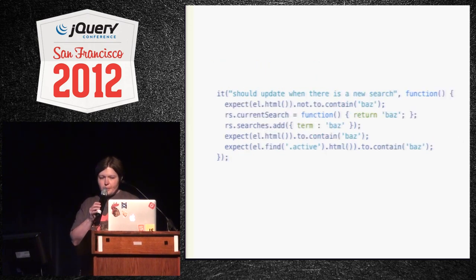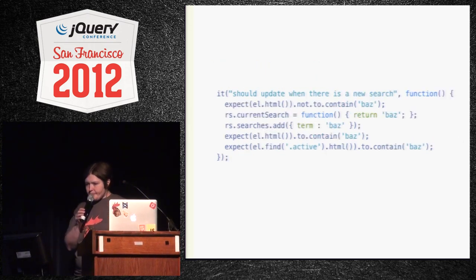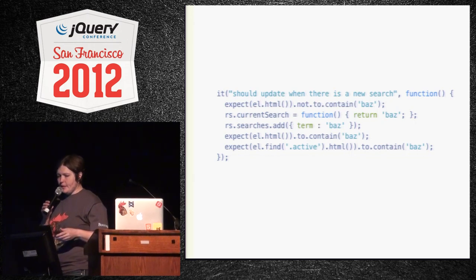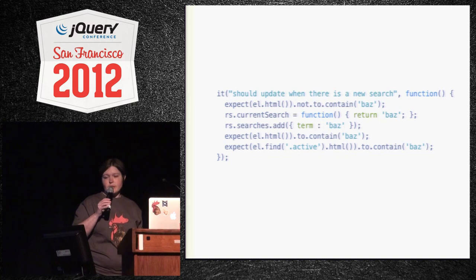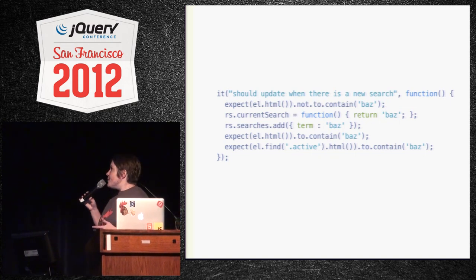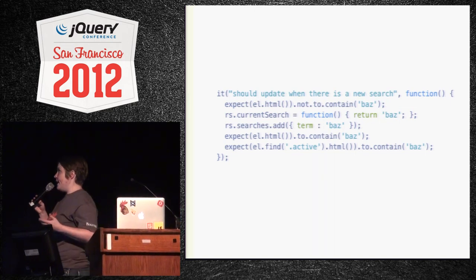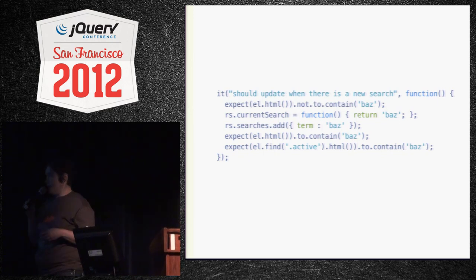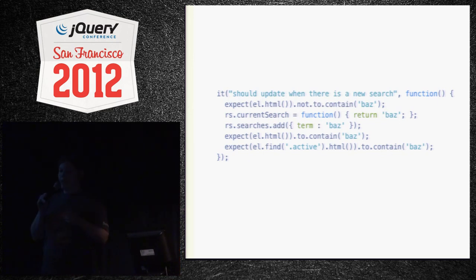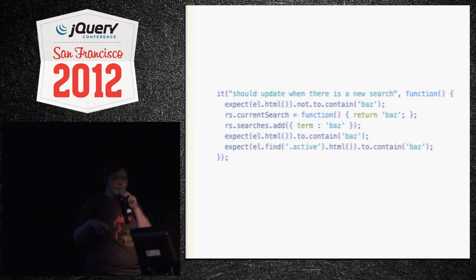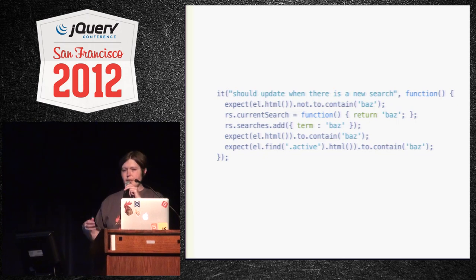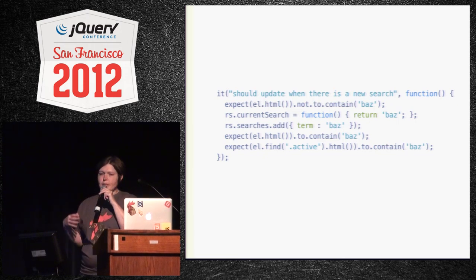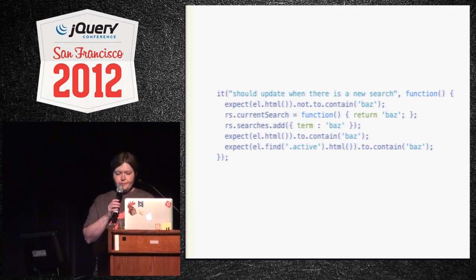Likewise, we can test that when there's a new search, the recent searches area gets updated as it should. We can write really simple little five-line tests like, okay, I expect to not see Baz, and then I'm going to search for Baz, and then I expect to see Baz in the recent searches area. And so we can write really simple tests that verify that those transactions are happening as we expected them to.